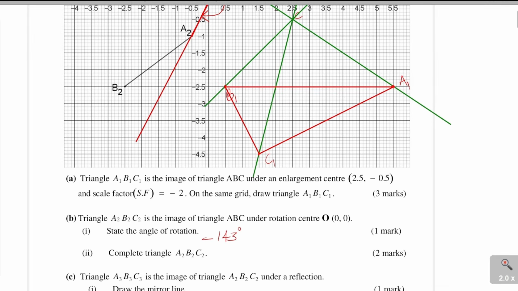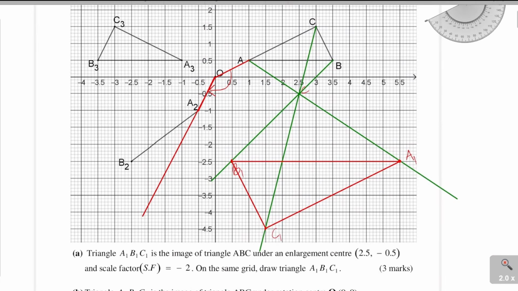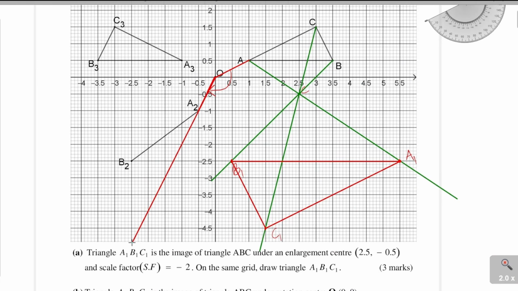So complete triangle A2, B2, C2. Now to complete that, we require only C. We have A2, B2, so what we don't have is C2. So for point C, this is how we're going to get C2. We're going to join C to the center. You can see it is still on the same line with A. So join C to the center of rotation using a straight line.